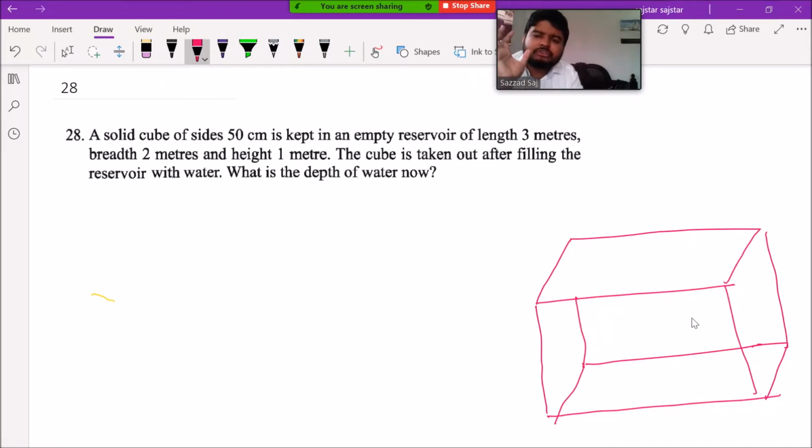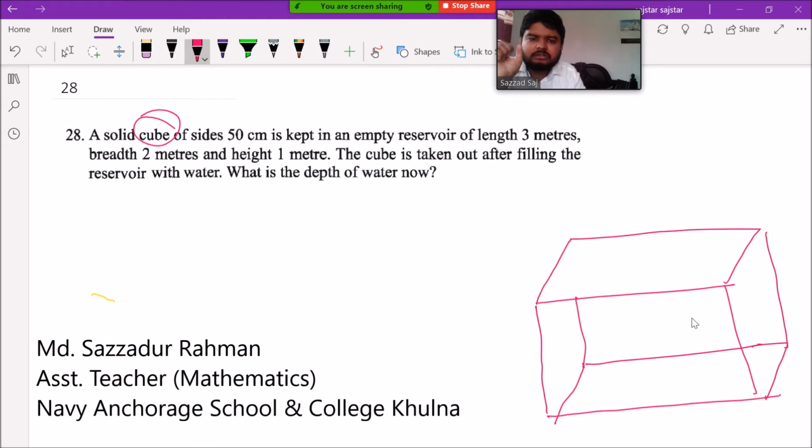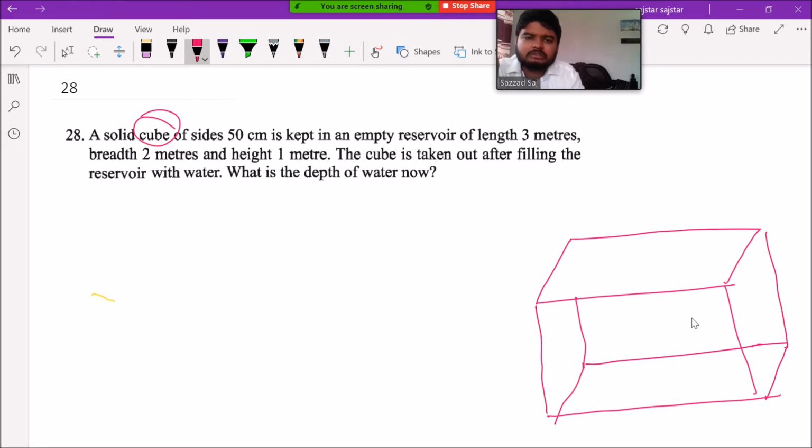It's about two figures. One is a cube, another one is a rectangular box or rectangular reservoir. The length of this rectangular reservoir is given as 3 meter, the breadth is given here as 2 meter, and the height is given as 1 meter.